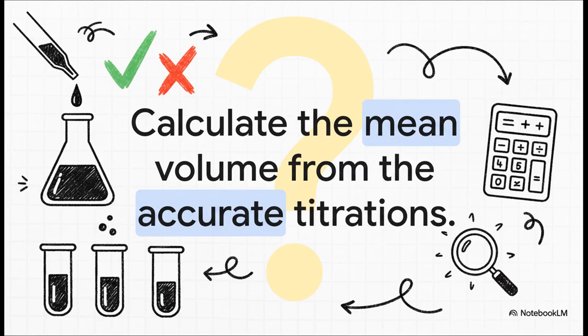Okay, now for the main event. The command word is calculate. The keyword is mean. But what's the other absolutely crucial keyword here? Accurate. The question is very specific. Use the accurate titrations. So take a look at the data. Which results should we actually be using to figure out our mean? We know the rough one is out. We need to look at those 3 accurate results.